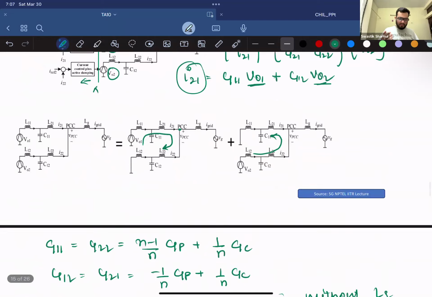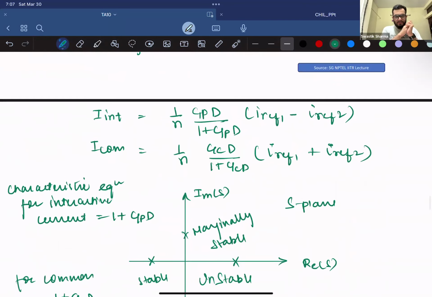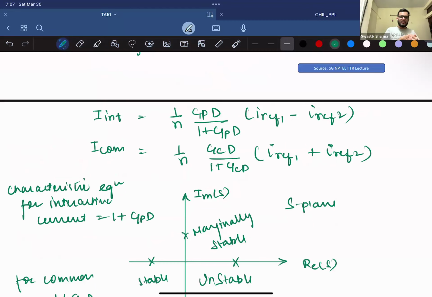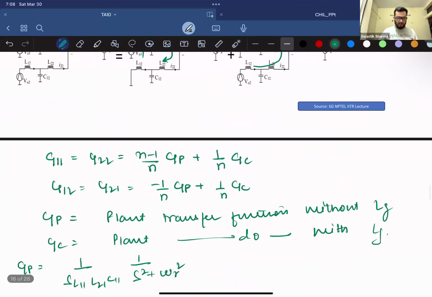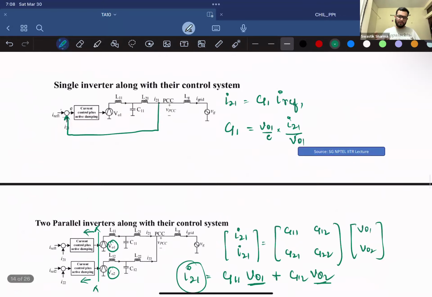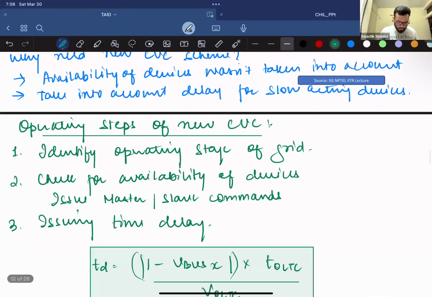So that's it for the parallel operation. If at all the interactive current is there, which is basically the subtraction of your reference current from your first inverter to the reference current of your second inverter, if at all it's positive, you can check if it could make your system go unstable by checking the poles of the characteristic equation. That is something that you do to check if the parallel operation of the inverters is possible or not. So that was it for parallel operation.